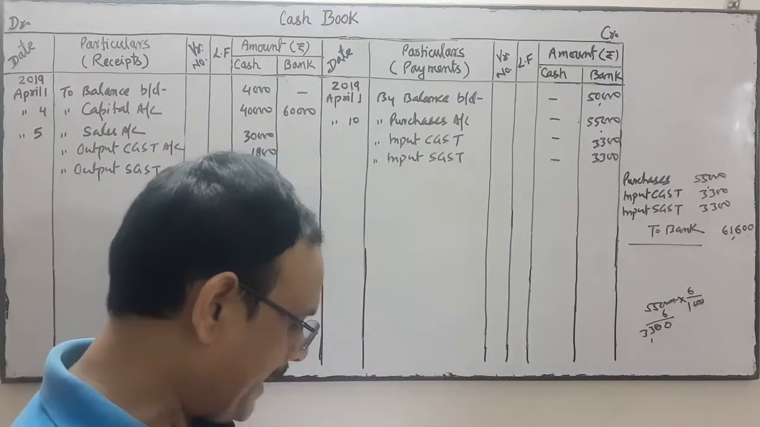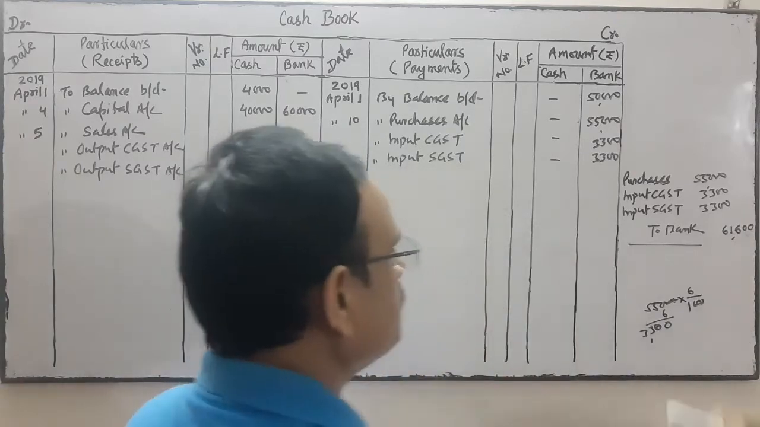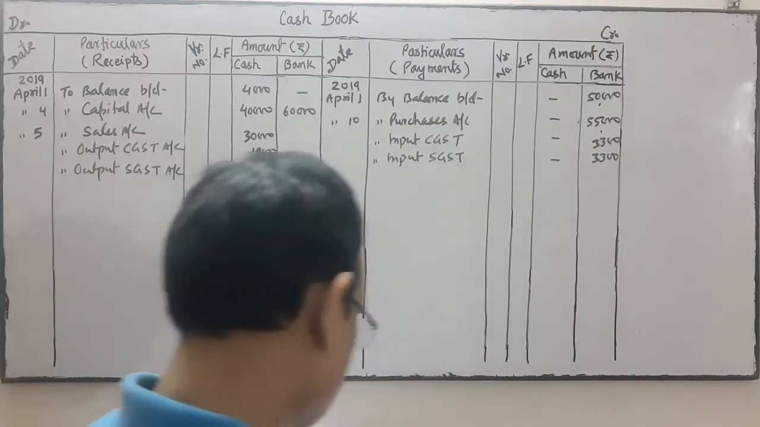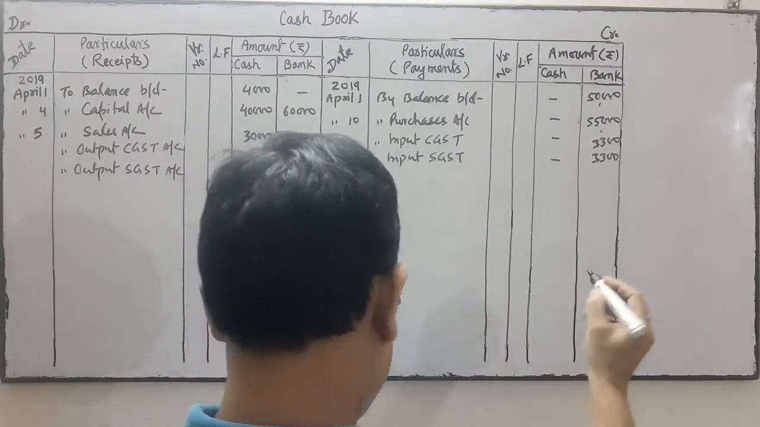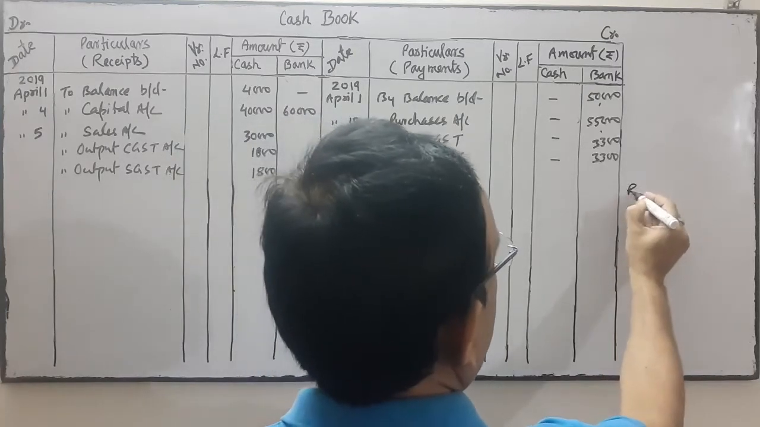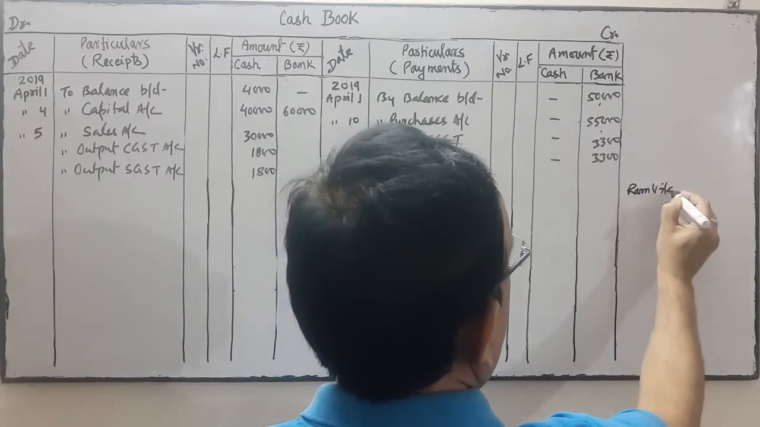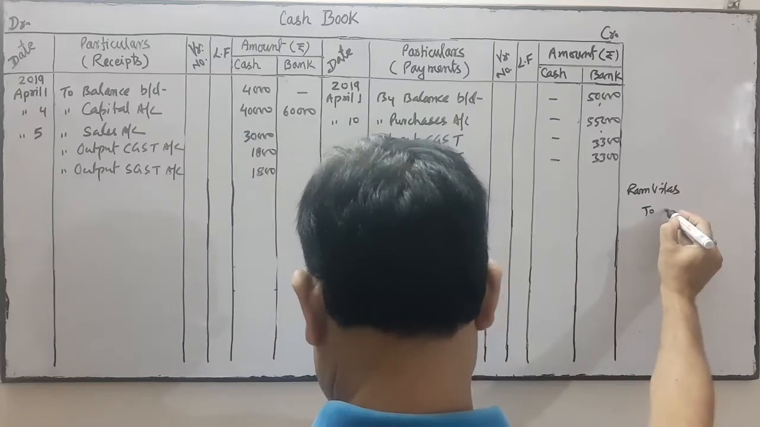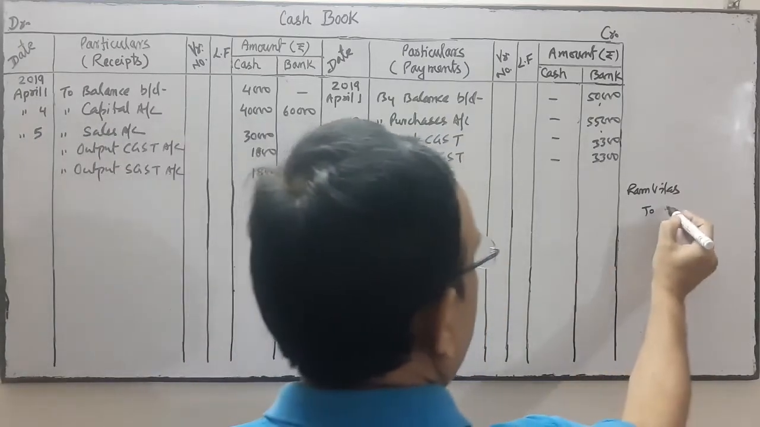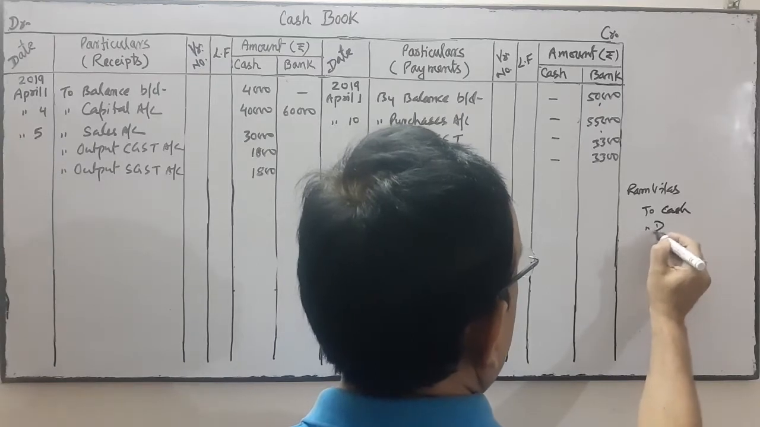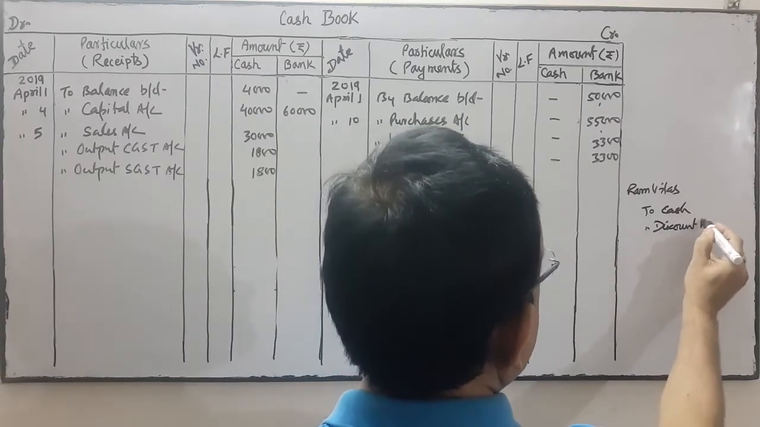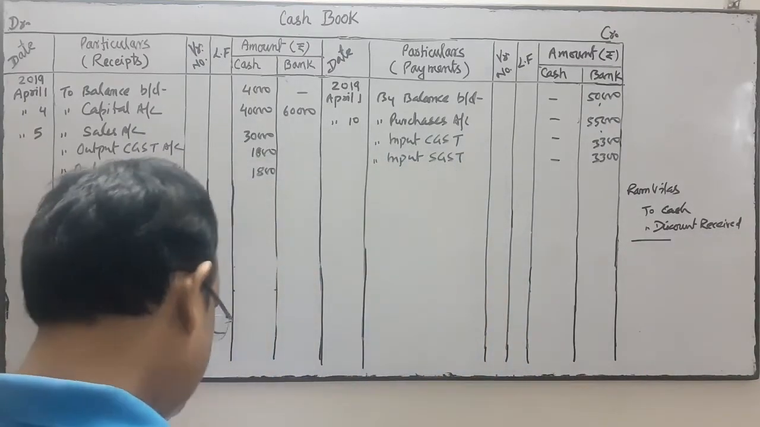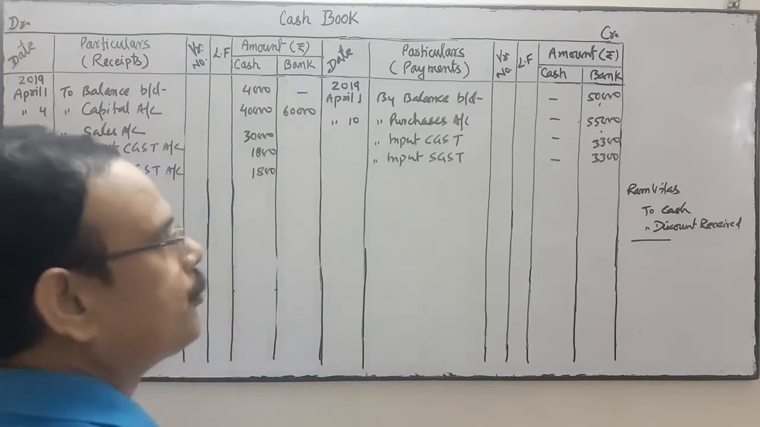Paid to Ram Vilas, our creditor, discount allowed by him 1,000. So Ram Vilas account will be debited, to cash account, to discount received. So we have paid to Ram Vilas, our creditor, 25,000.